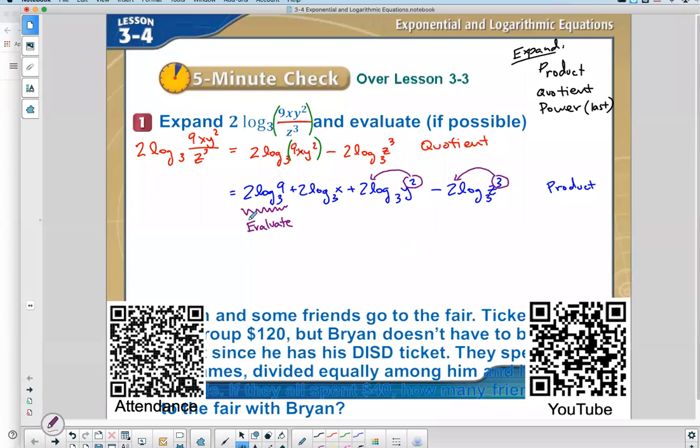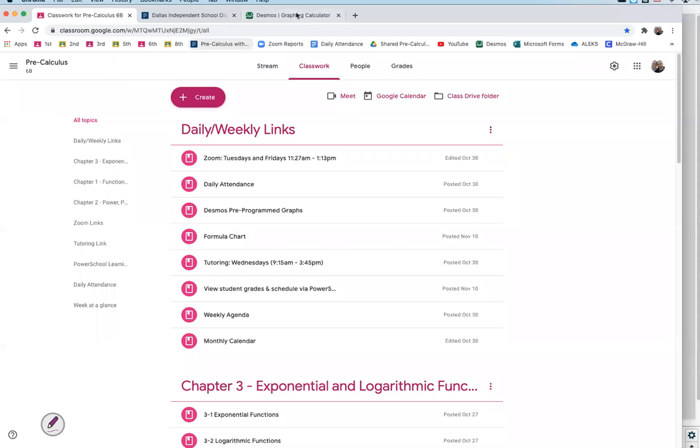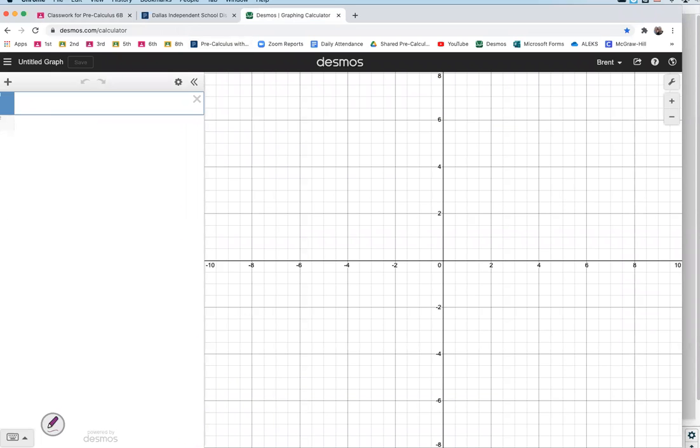So let's go evaluate what 2 log base 3 of 9 is. We're going to find out the answer is going to be 4, but I'm going to figure this out in the calculator. This one I'm evaluating because it doesn't have a variable. The other 3 logs have variables, so those won't be able to reduce. But I can reduce this front one by saying 2 log. Whoops, I forgot to do that.